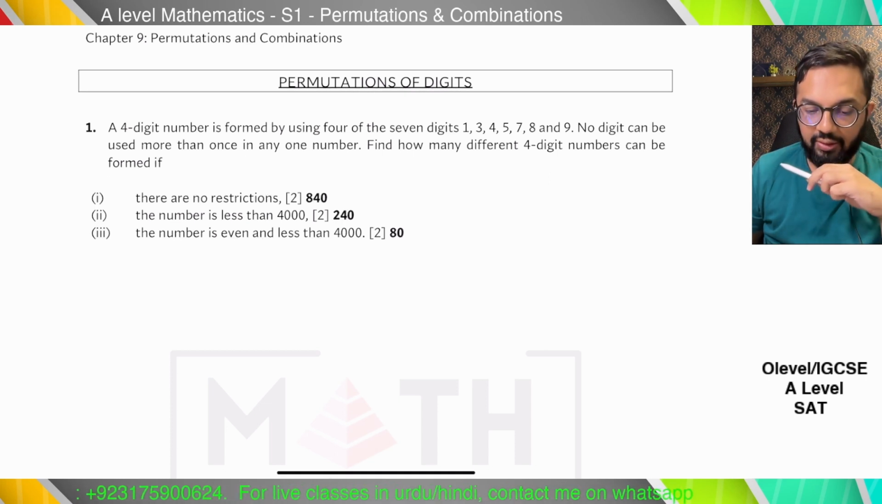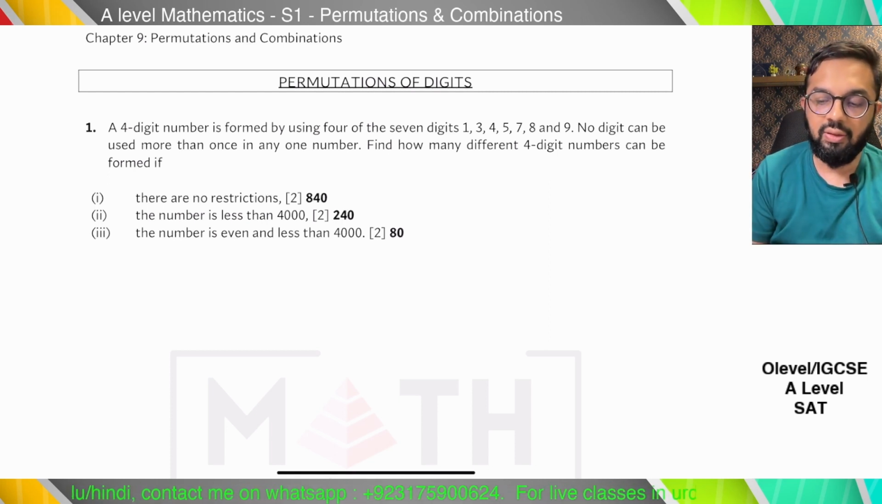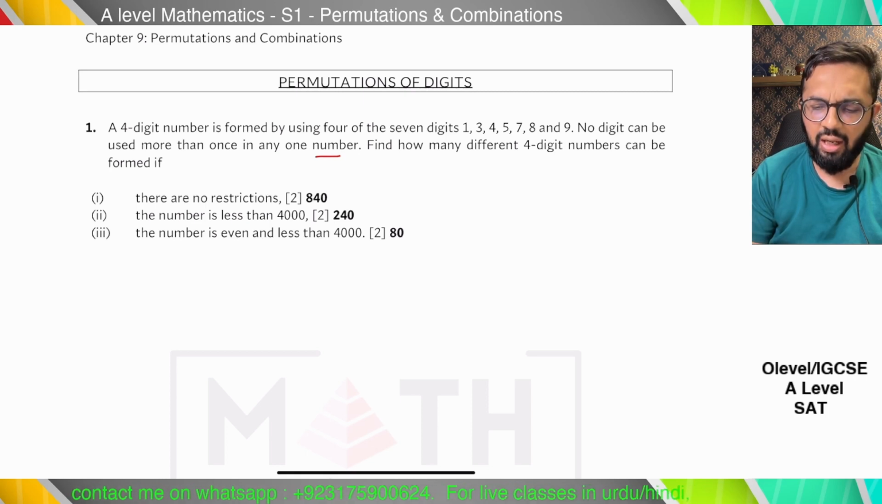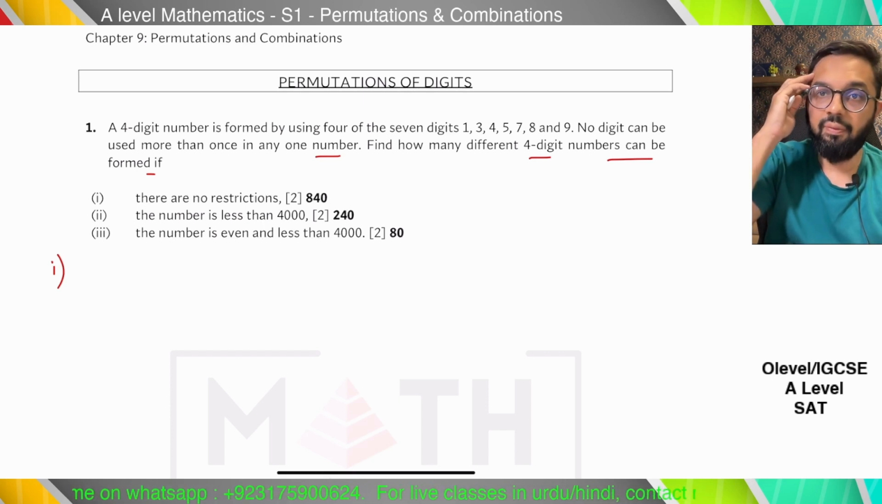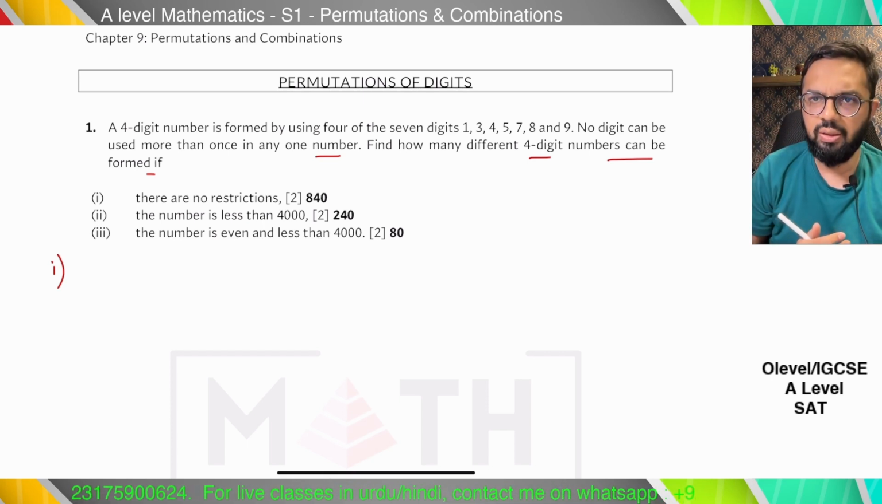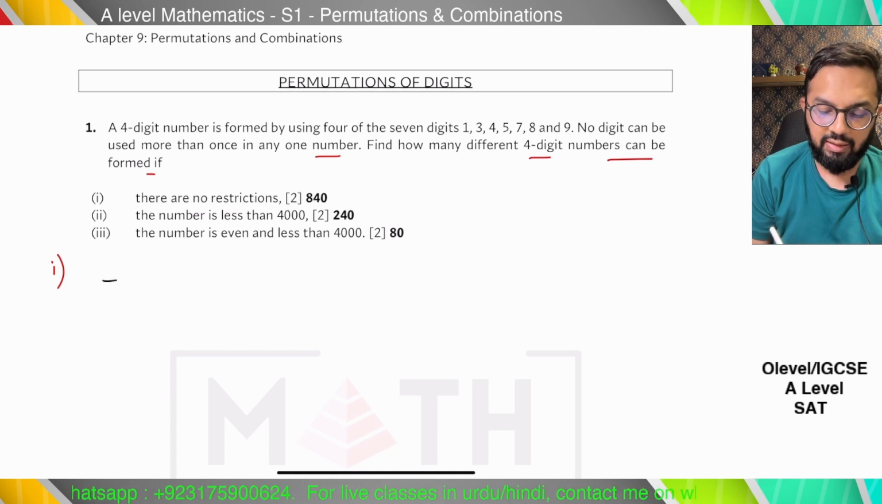Okay, so let's start. It says a four-digit number is formed by using four of the seven digits 1, 3, 4, 5, 7, 8, and 9. No digit can be used more than once in any one number. Find how many different four-digit numbers can be formed if there are no restrictions. Remember, how is this different from letters? Usually the number of letters that I had was equal to the number of dashes that I was putting, but in this case that's different.